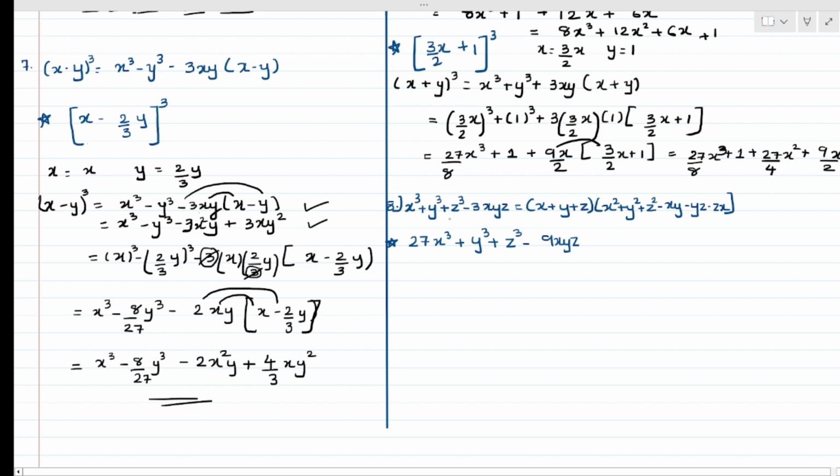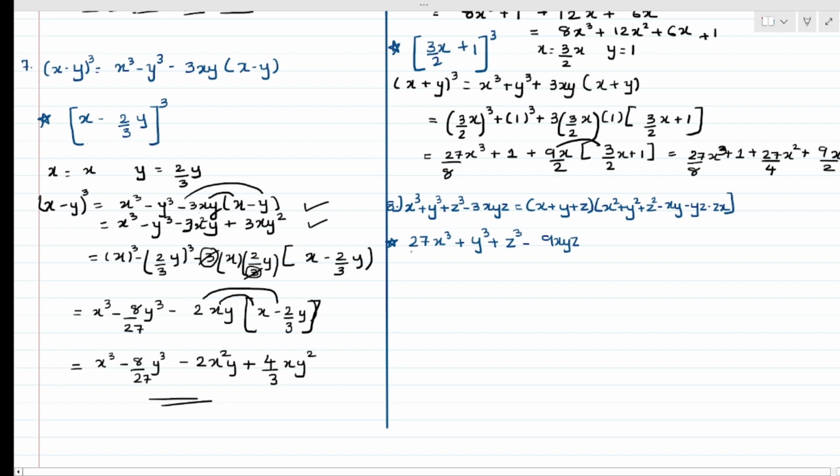x cube plus y cube plus z cube minus 3xyz. This identity says x cube plus y cube plus z cube minus 3xyz equals (x plus y plus z) times (x square plus y square plus z square minus xy minus yz minus zx). This slightly resembles your first identity, but it's slightly different. So, first of all, let's take this identity with the help of an example.